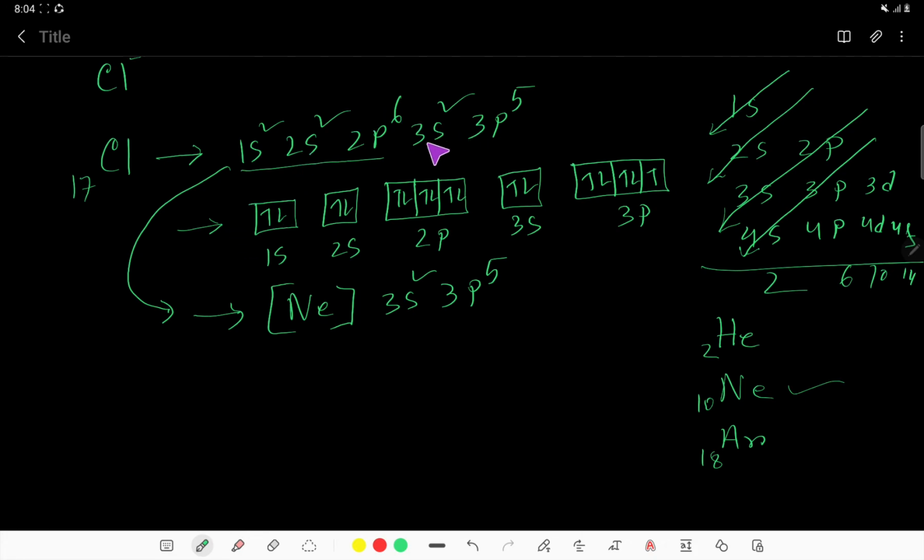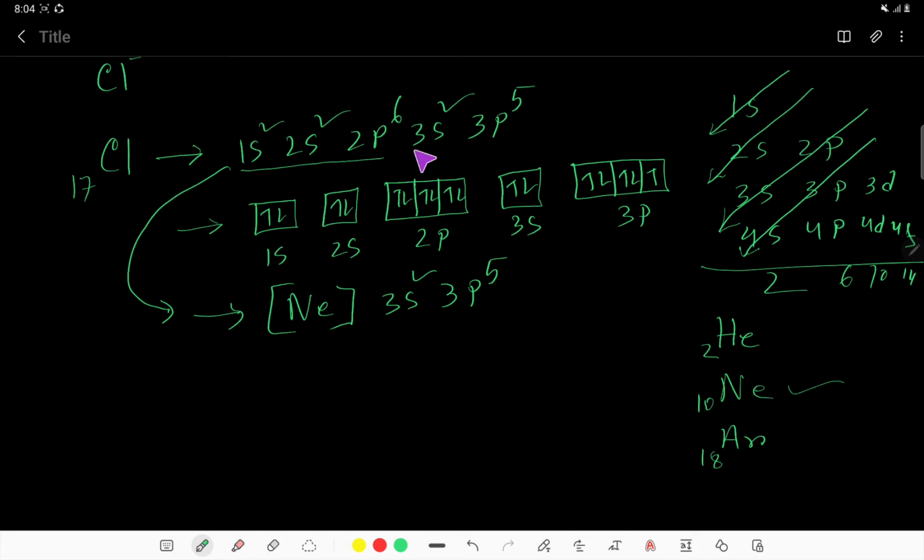From this electron configuration, we can find out the valency shell of chlorine. The valency shell of chlorine can be easily found by looking at the highest value of principal quantum number. So here the highest value of principal quantum number is 3. So the third shell is the valency shell.